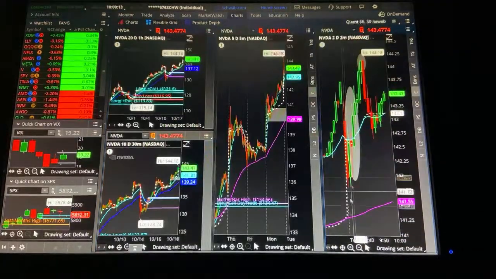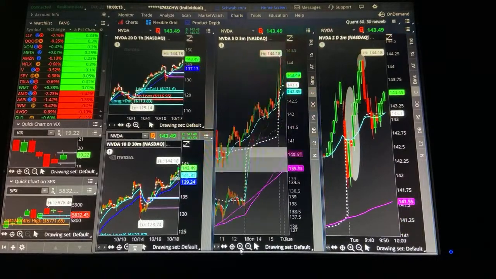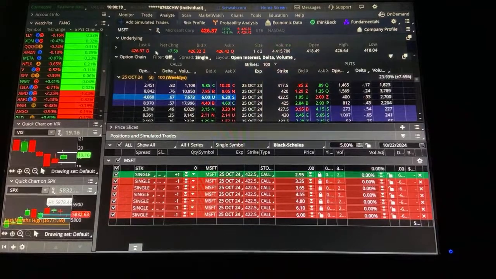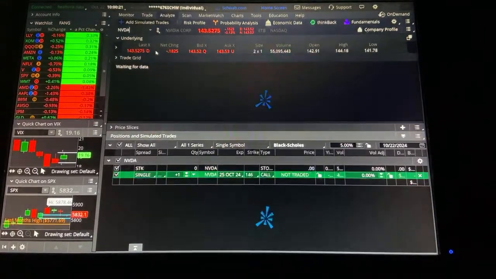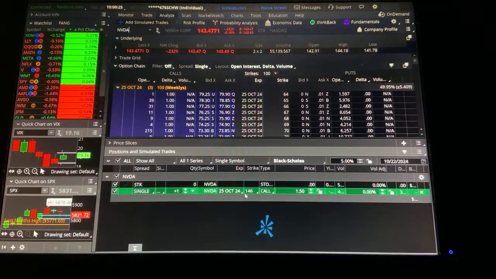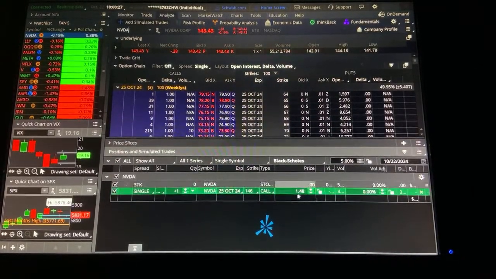Nvidia trying to give you another entry here. It did pull back to VWAP, which I like. So instead of buying highs, Nvidia pulled back to VWAP, and now it's giving a positive CRG, so it might be a decent little pull trigger right now.